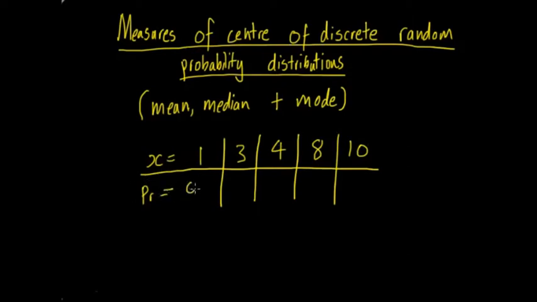I'll just put some values in. So the probability that 1 occurs is 0.2, so 20%, then 0.15, 0.2, 0.3, and 0.15 for 10.